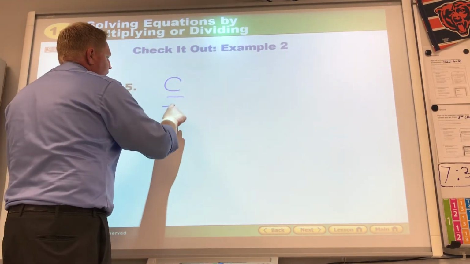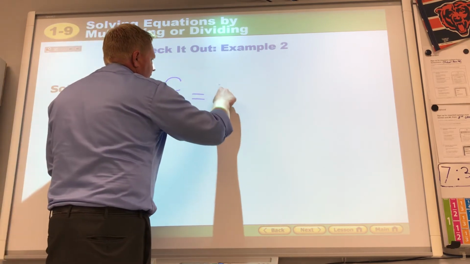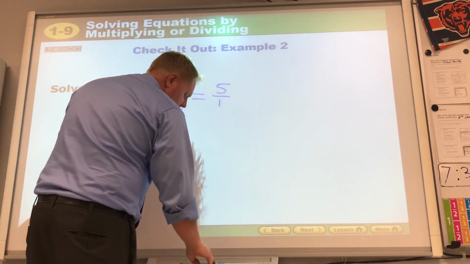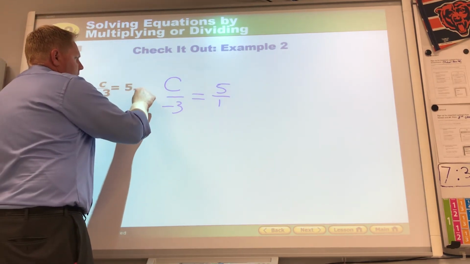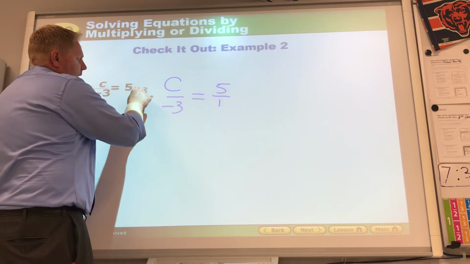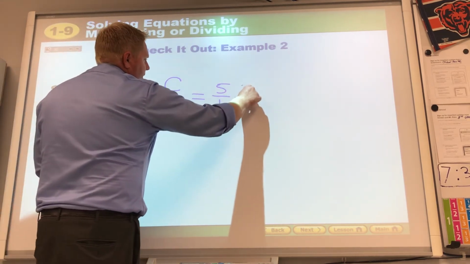Here, again, c divided by -3 equals 5. I like to put it over 1. It helps me there. You don't have to, but then I know to get to a +1, -3 is the number I have to multiply by. Multiply by the -3.